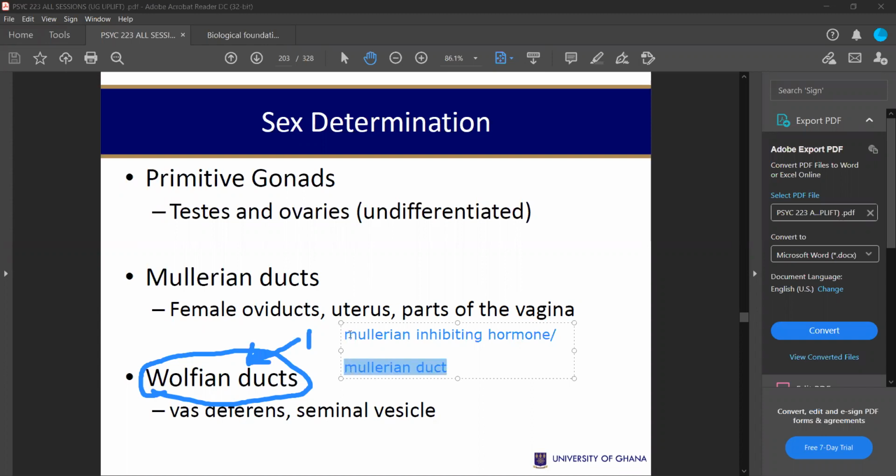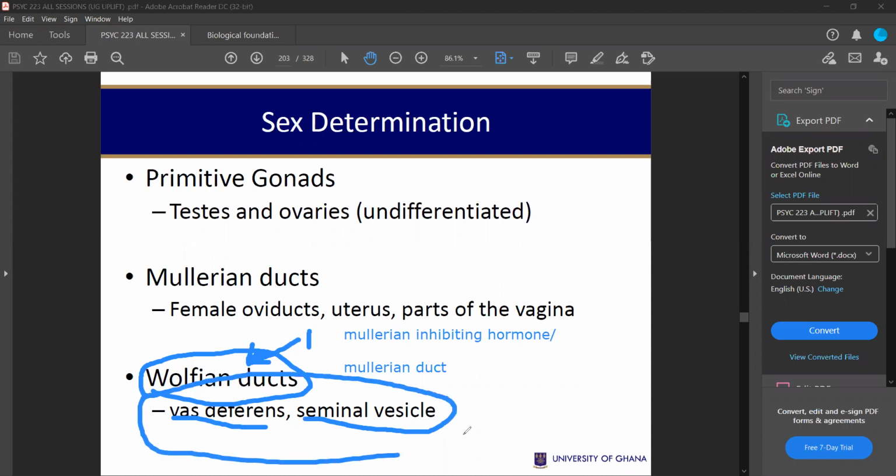So it means this hormone will be produced so that it would what? It would prevent the development of the Mullerian duct, which is for females. So when the Mullerian duct is prevented from developing, then the male organ will begin to grow. Then out of it, there will be development of the vas deferens, seminal vesicles, which then develops into what? Into the testes, which is for the males.